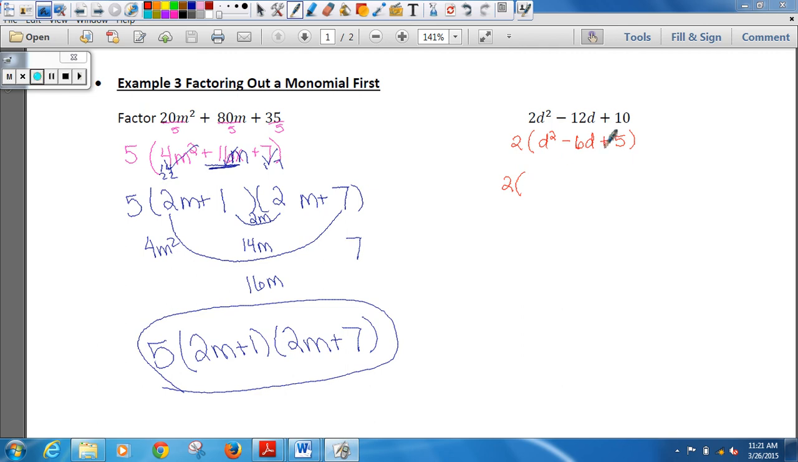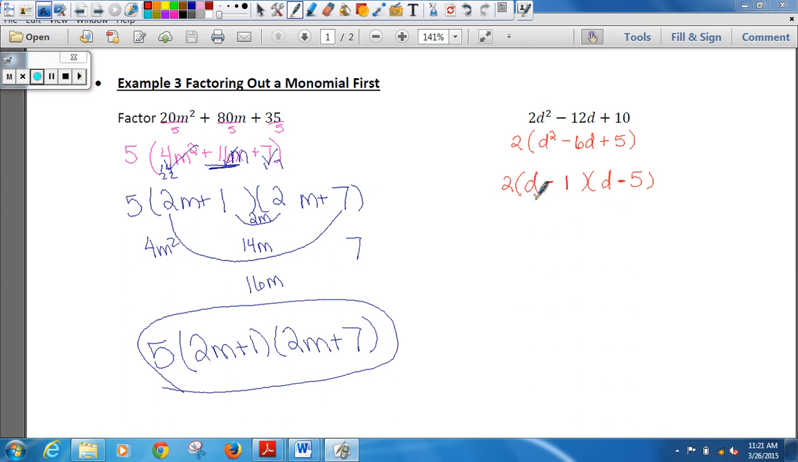They're both going to be the same signs. This time they're both going to be negative. And because there's not an a, it makes it easier. It's just going to be d minus something and d minus something. My factors of 5 are only 1 and 5. So this one was very simple.